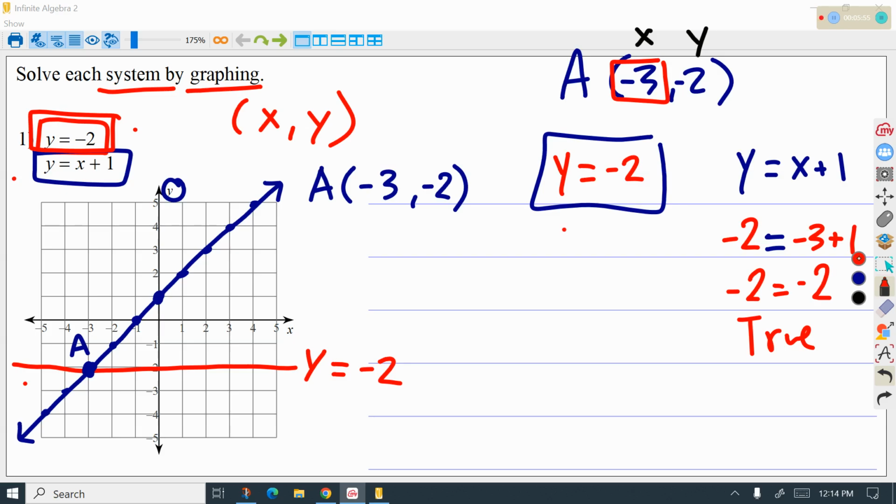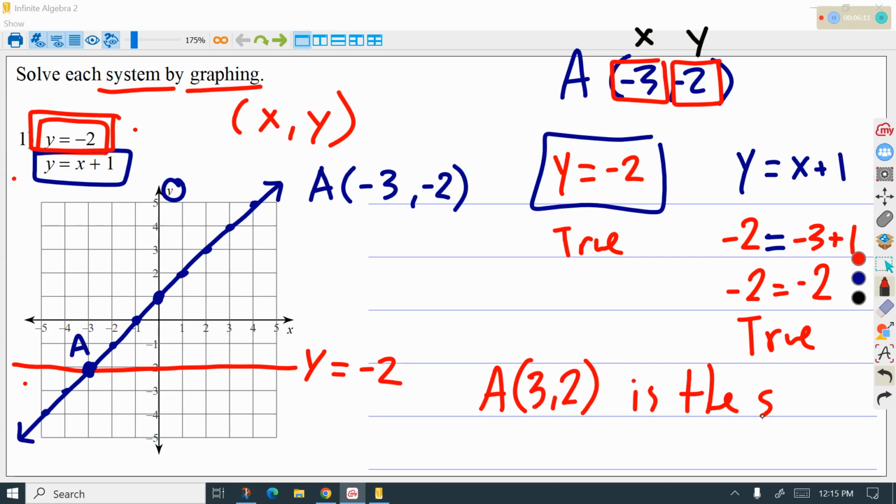And again, this one is true. And why is it true that y is equal to negative 2? Well, because we looked at it right here. Look, y is equal to negative 2 for this point. All right? Therefore, the point A, (-3, -2), is the solution to the system.